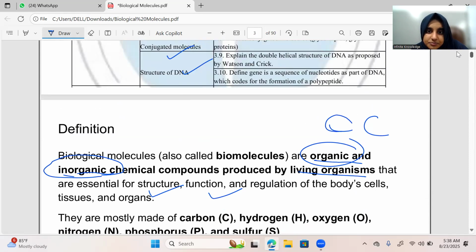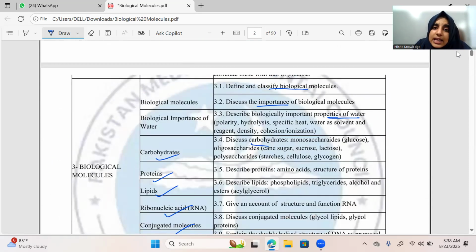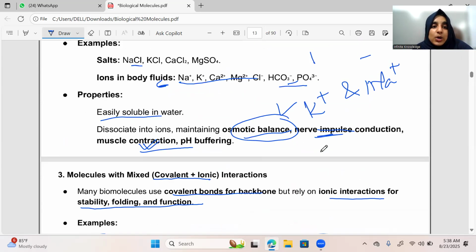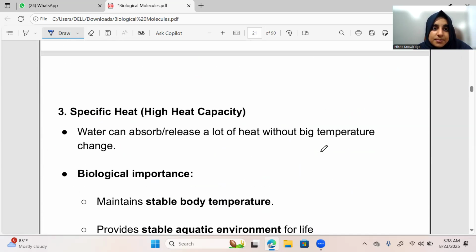Wait a second. We are done with this. Define and classify biological molecules and discuss the importance of biological molecules. We are done with both of these. Now we move on to the biological importance of water. Let's read through. Describe biologically important properties of water: polarity, hydrolysis, specific heat, water as a solvent, reagent, density, cohesion, and ionization. We need to discuss all of these properties of water. And after that, we're going to move on to carbohydrates, proteins, and lipids, and further on. Okay, so let us start with water.